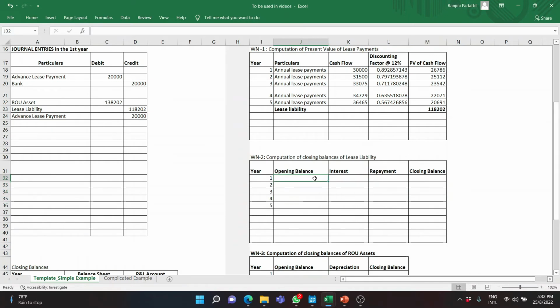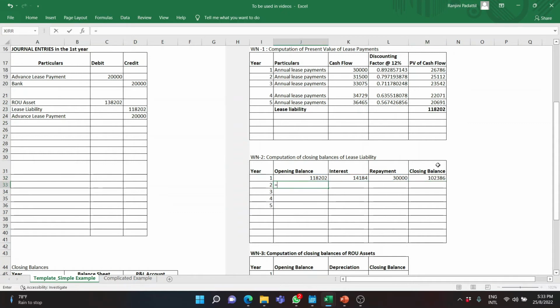Now let's go on to the next working note, and that is the computation of the closing balance of lease liability. Now we know that the opening balance of lease liability is 118,202. Because the repayment is done at the end of the year, the first thing that needs to be calculated is interest at the rate of 12%. Repayment, you can pick it up from the earlier working note. The repayment in the first year is 30,000. The closing balance is the opening balance plus interest minus the repayment.